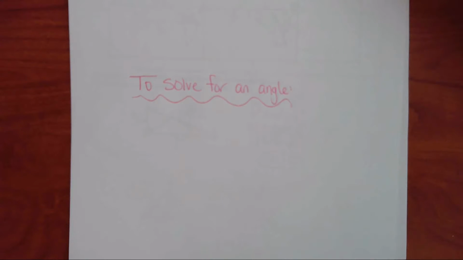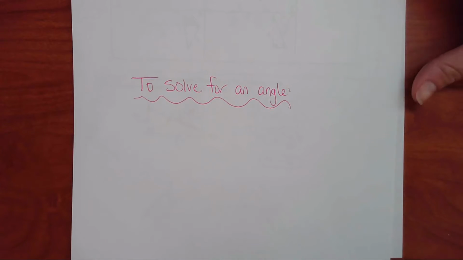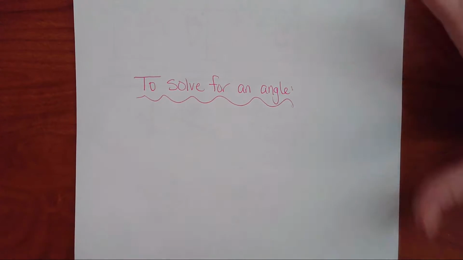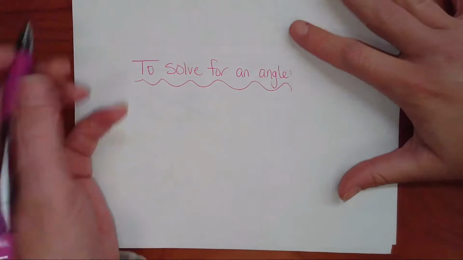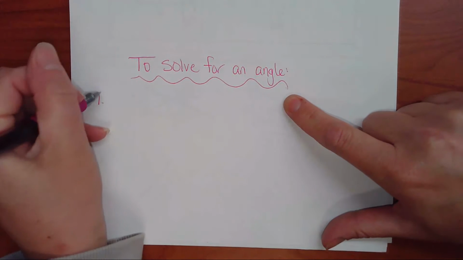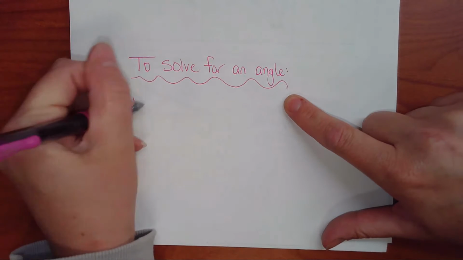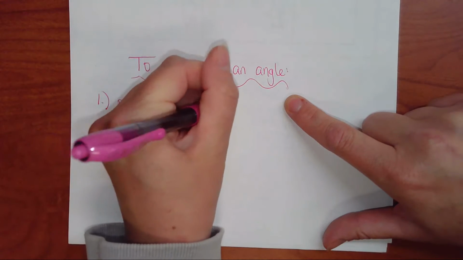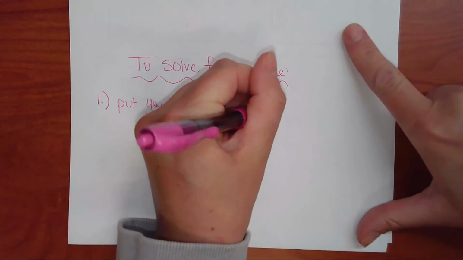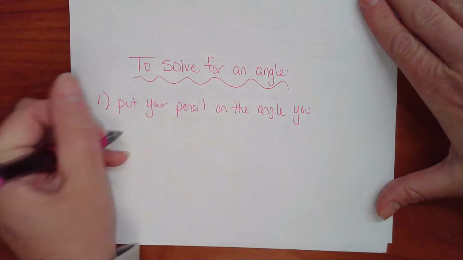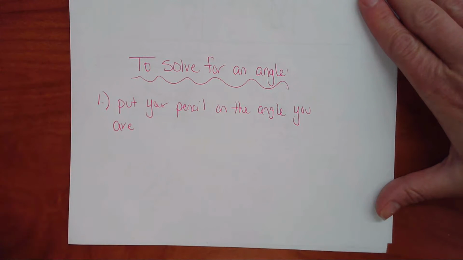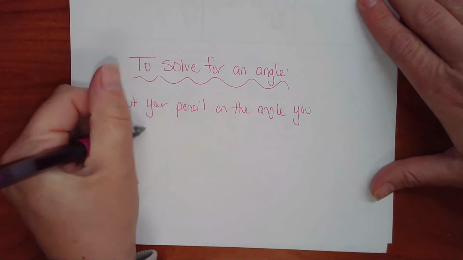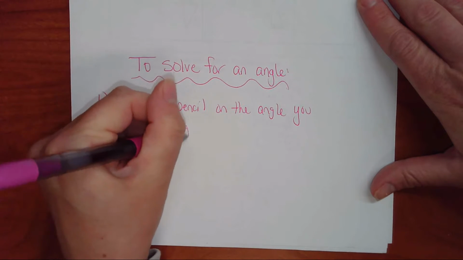You are still going to be using your trig functions, but you're going to use a different function on Desmos. So when you are solving for an angle, first thing you do is you put your pencil on the angle you are solving for. So you're not going to be given an angle this time. You're going to have to actually find an angle. So put your pencil on the angle you are solving for.